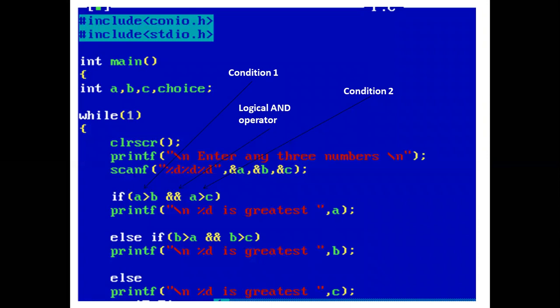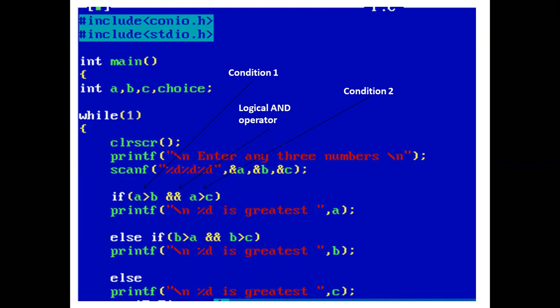Now we have the if-else ladder. If, and in parenthesis the condition: a is greater than b and a is greater than c. We have used the logical AND operator between two conditions, so both conditions need to be true to execute the if block.